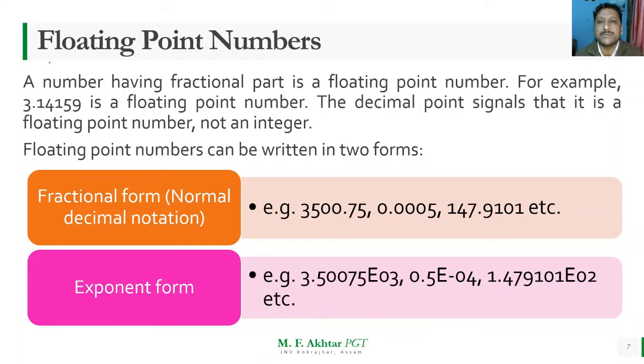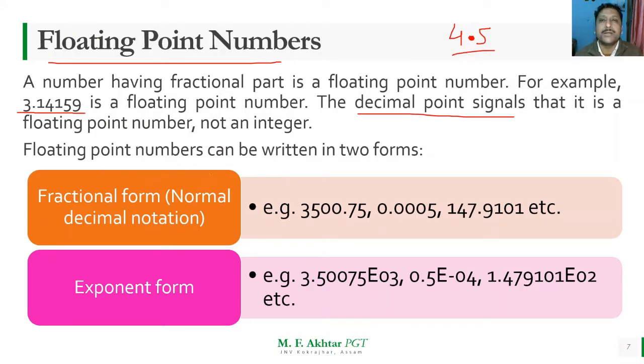Next is floating point numbers. Floating point numbers, meaning numbers having a fractional part or decimal part, are known as floating point numbers. For example, 3.14159, that is the value of pi, is a floating point number, and the decimal point signals that it is a floating point number, not an integer. If any number has a decimal point, say for example 4.5, then you can treat it as a floating point number. It is not an integer, it is a floating point number.